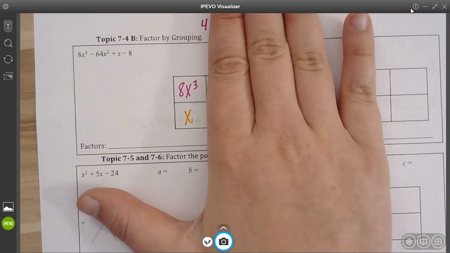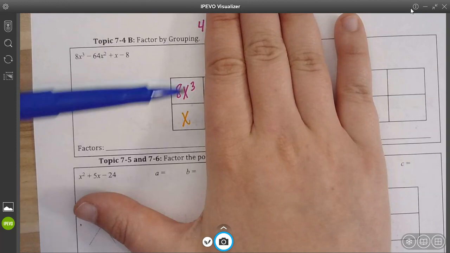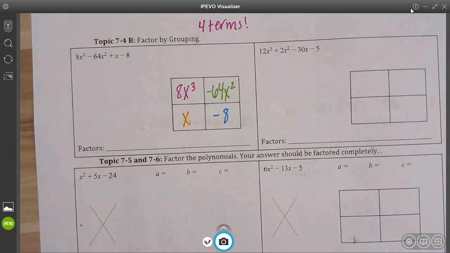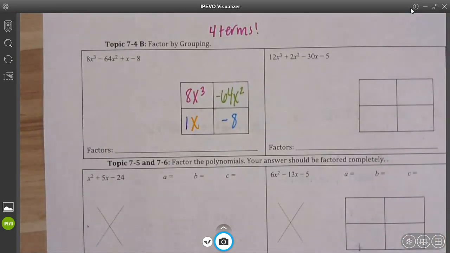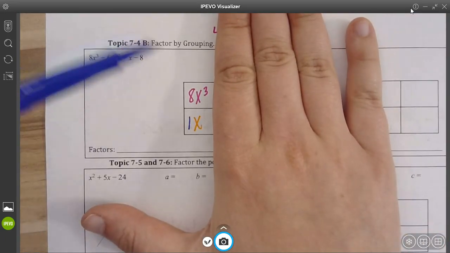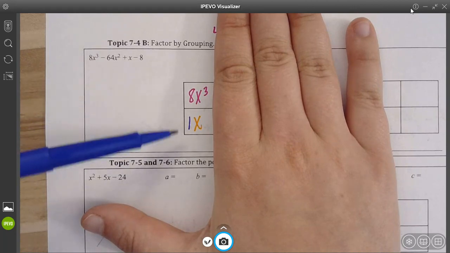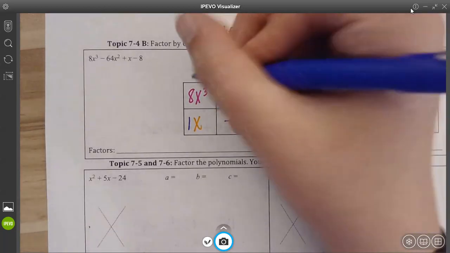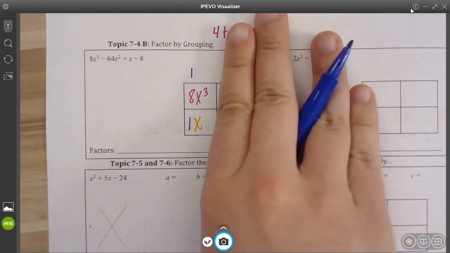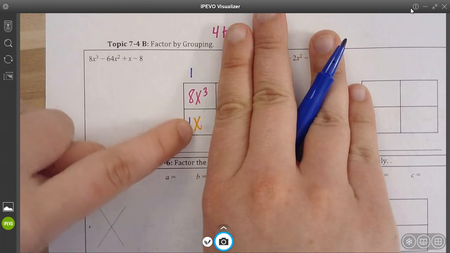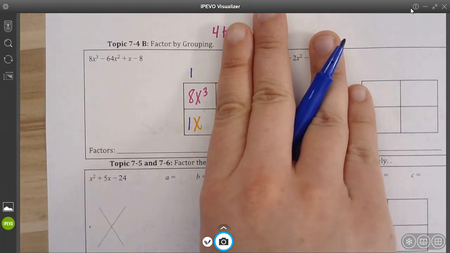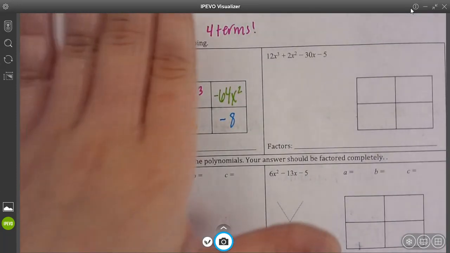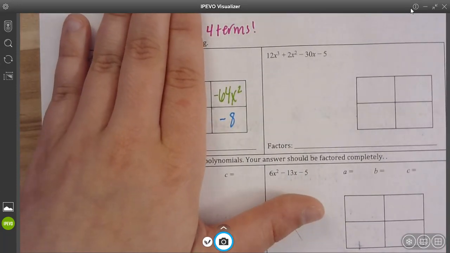And the question I'm asking myself is, what do 8x cubed and x have in common? Well, it might be helpful to write a 1 out in front of this x. 8 and 1, do they have any common factors that divide both 8 and the number 1? The only number out there is 1. And then we are thinking, what do x cubed and x have in common? How many x's do they share? They just share 1x.